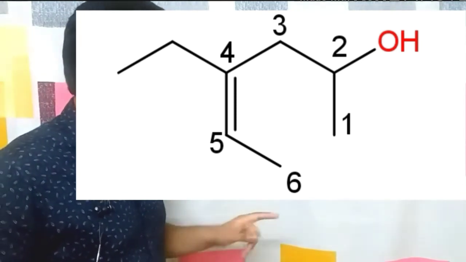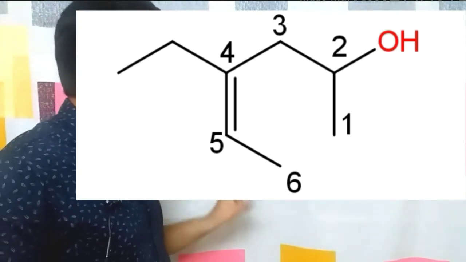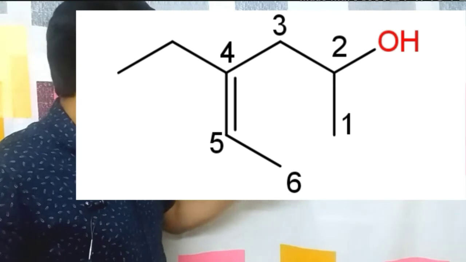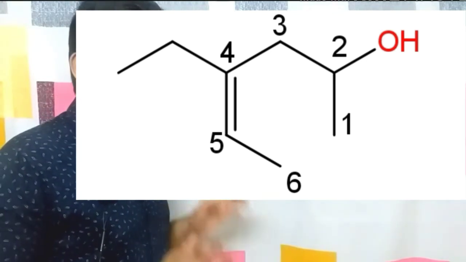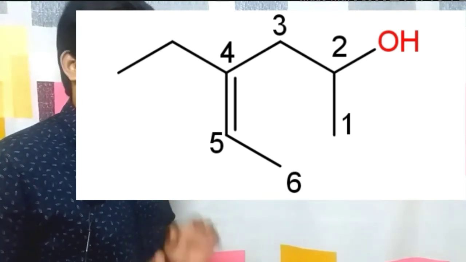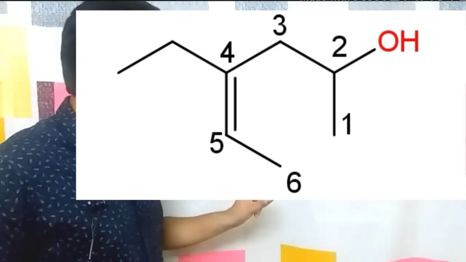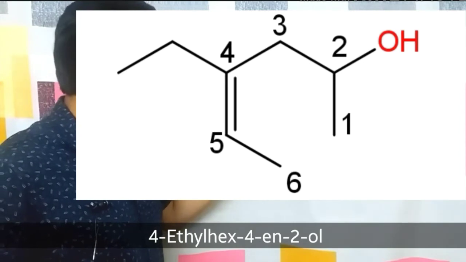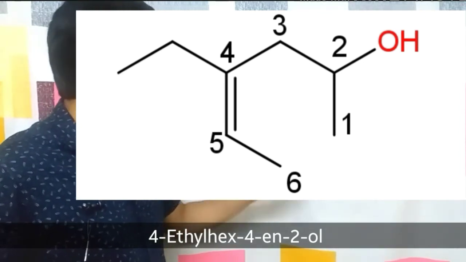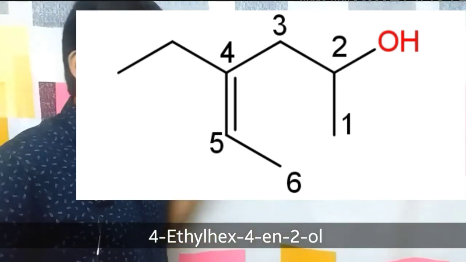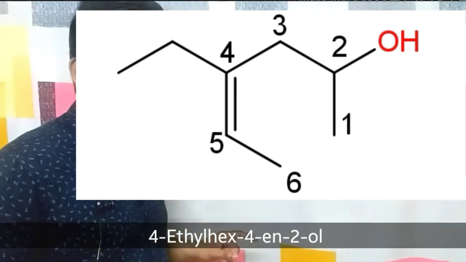So how to name it? Find the word root. The longest carbon chain is 6 carbon atoms long. So we can name it as secondary prefix plus primary prefix plus word root plus primary suffix plus secondary suffix. So the naming will be 4-ethyl hex-4-en-2-ol. You can also see that the locants have come out correct.